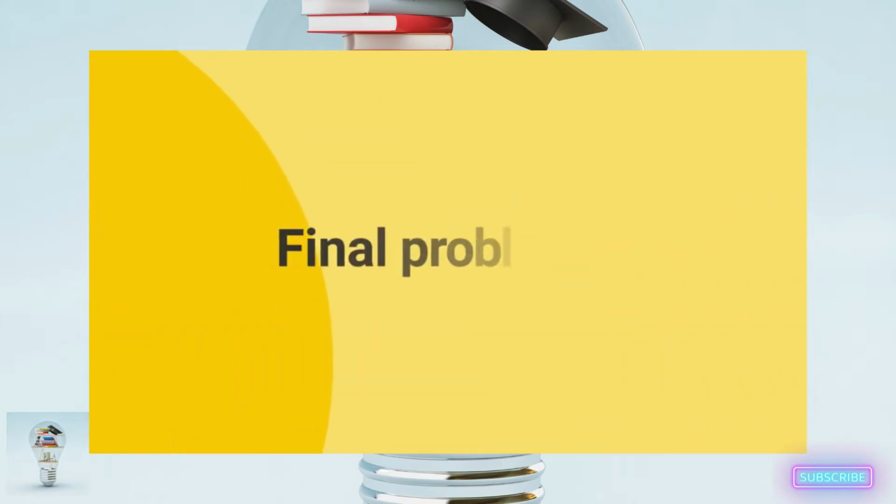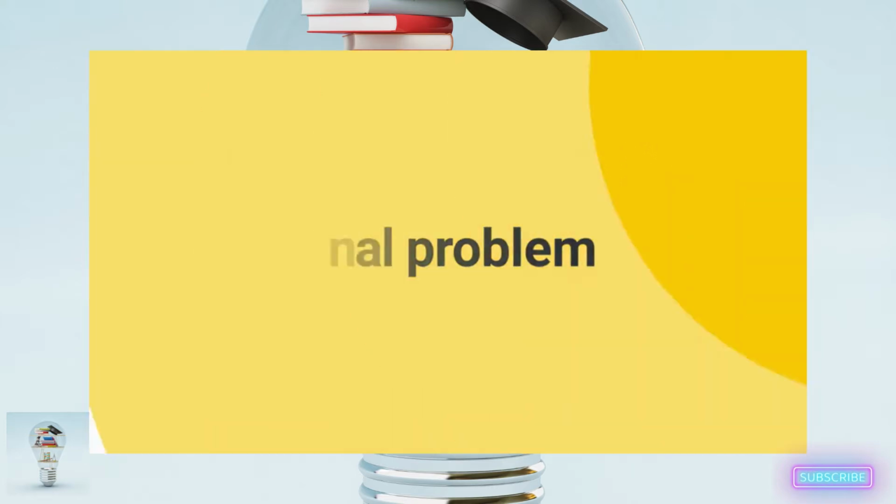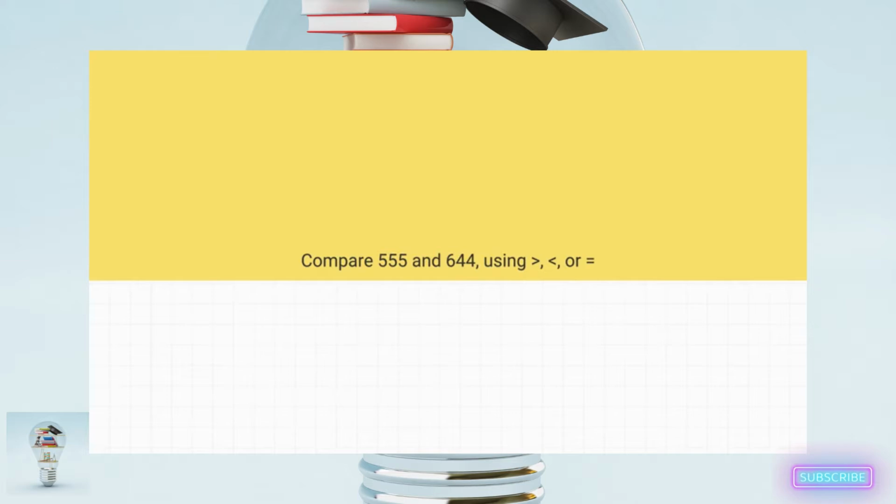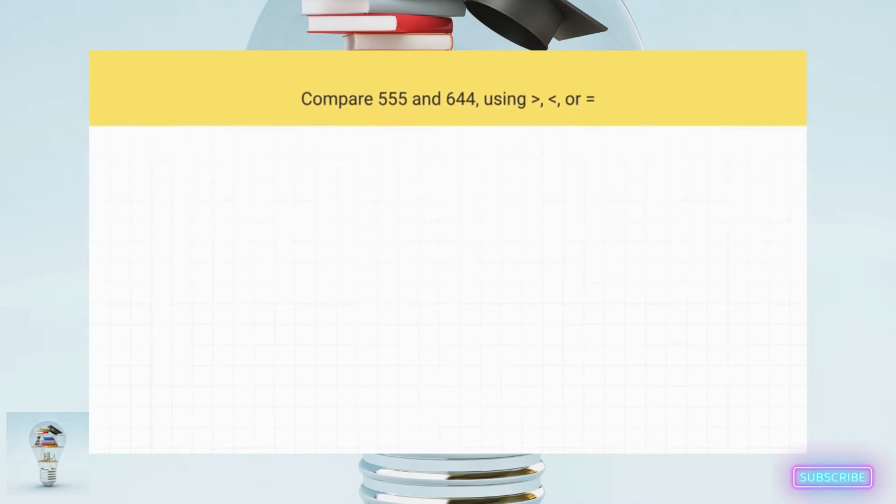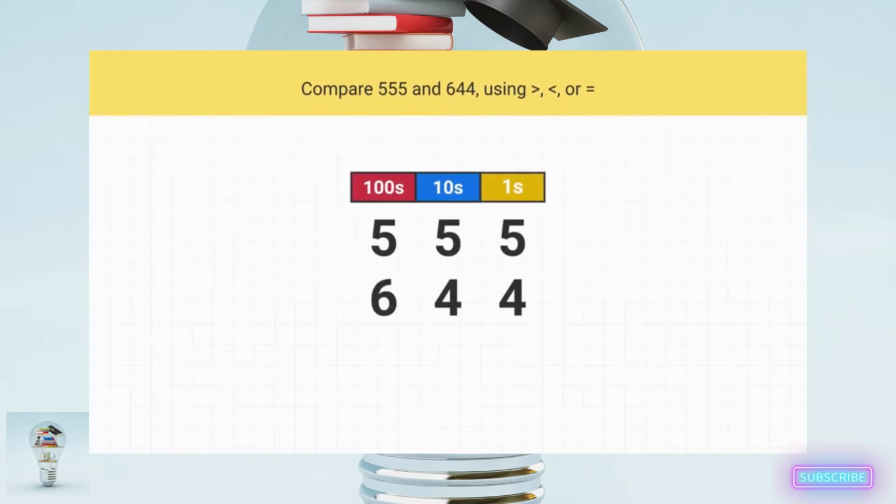Here's one more problem to try. Compare 555 and 644 using the greater than, less than, or equal to symbol. Well, we can line up these numbers and start comparing. 600s, that's more than 500s. So right here, we know this number has to be larger.